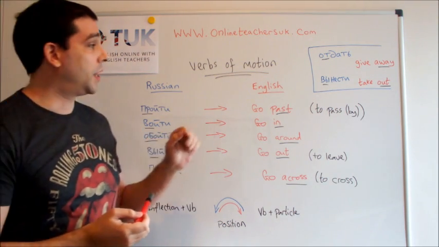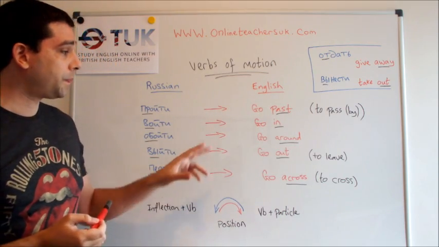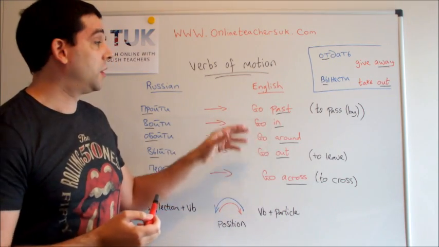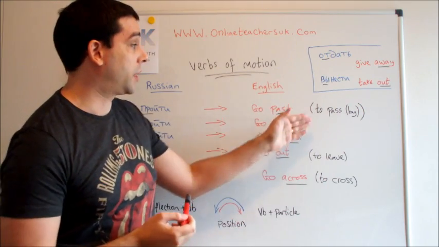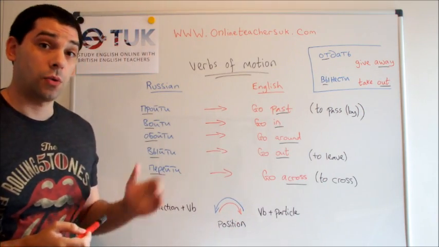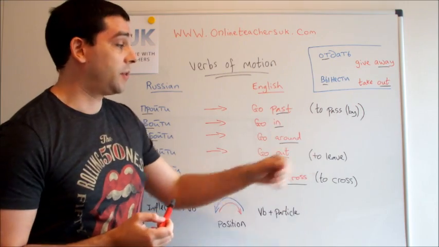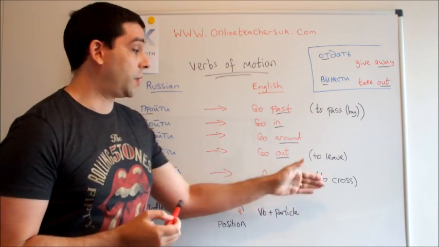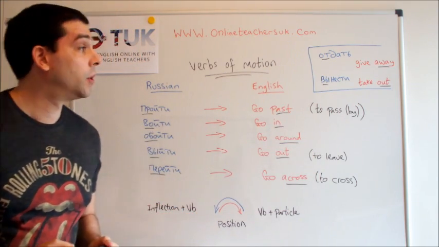Interestingly, in English you can also obviously have different ways of saying these. So instead of saying go past, we could also say to pass by, or just to pass. We could say to leave, like уйти, or we could simply say to cross, like to cross the road.